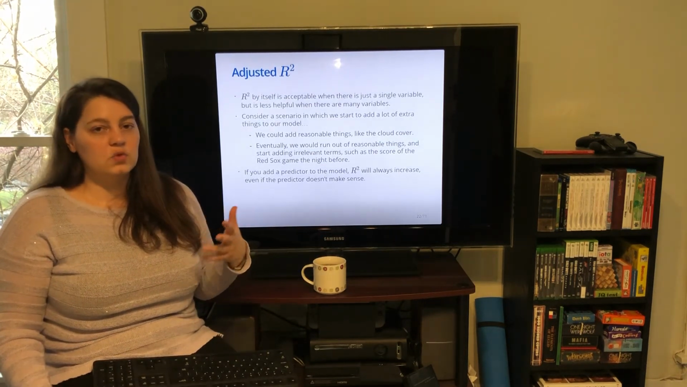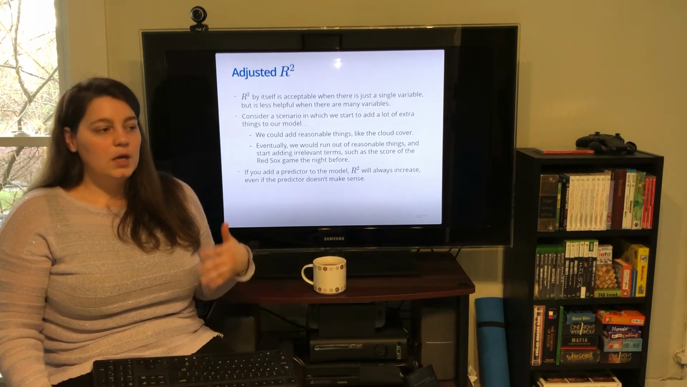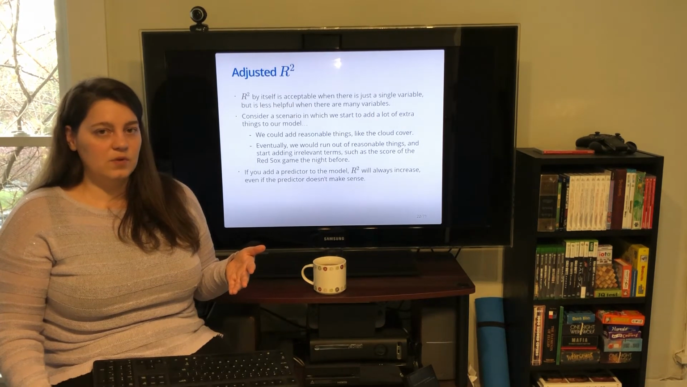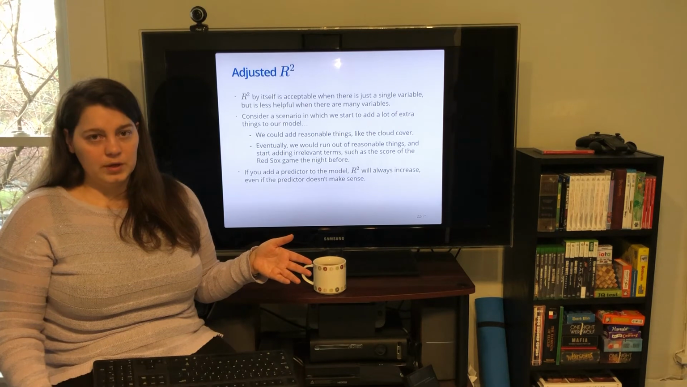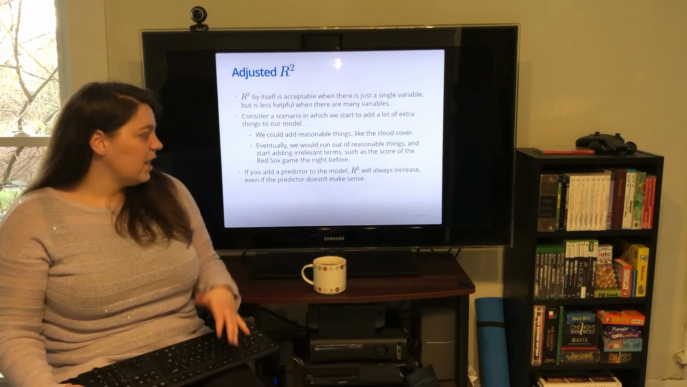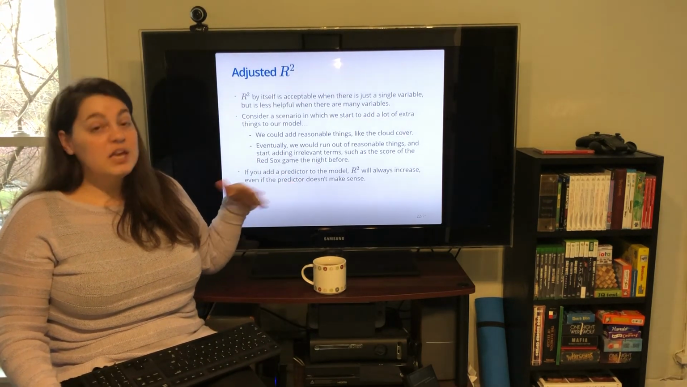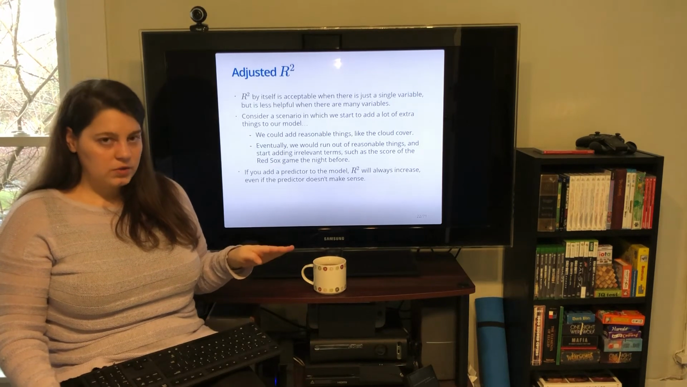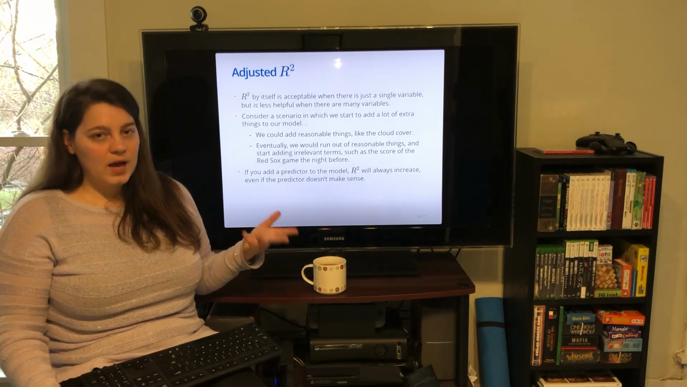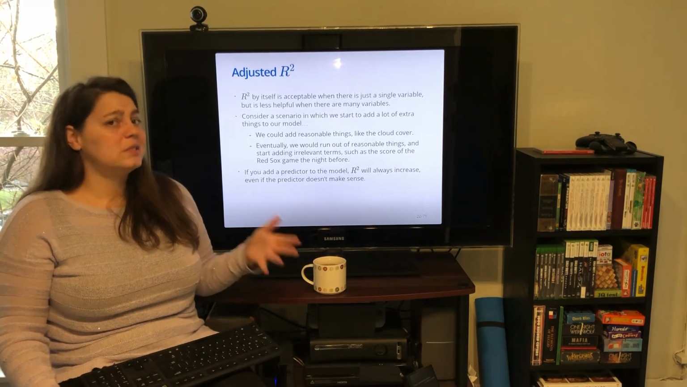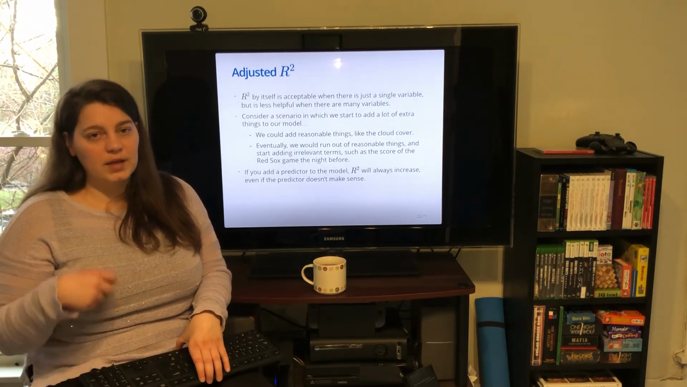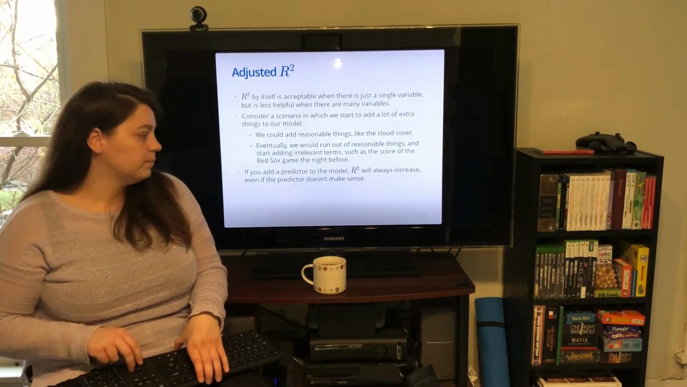So maybe we could add the score of the Red Sox game from the night before. Now, there's no real contextual reason to say that the score of the Red Sox game the night before would affect the number of people using the rail trail at all. That just does not really make sense. But it turns out that if you add any predictor to the model, even if that predictor does not make sense, your R squared is going to go up, right? And so that's going to be a problem because we want models with high R squared, but we also want models that make good sense. We want reasonable models, models that explain the relationship. We don't just want to include things that don't make sense in our model.